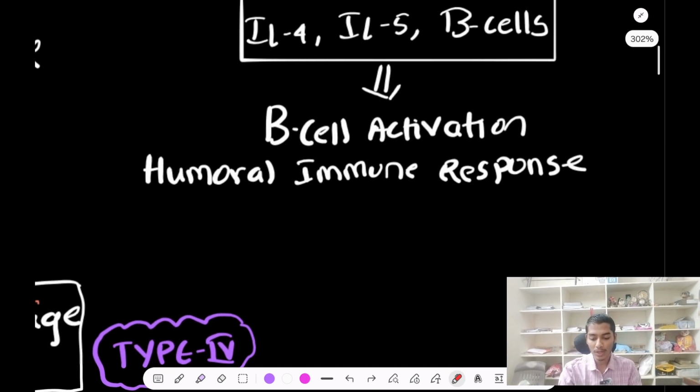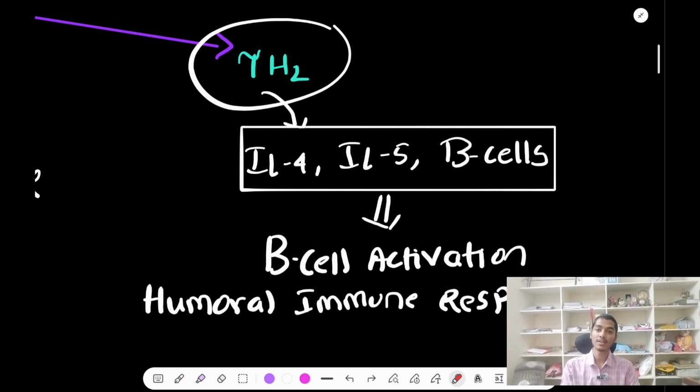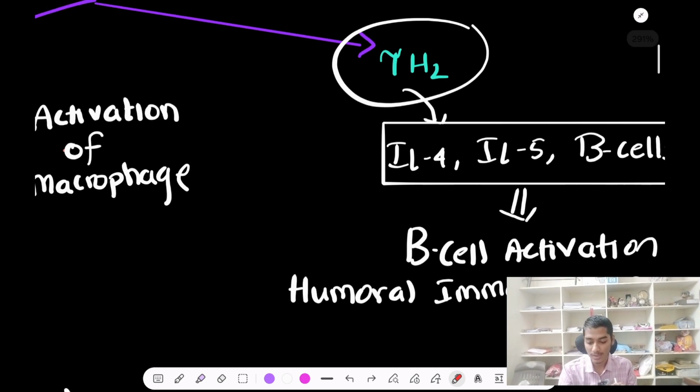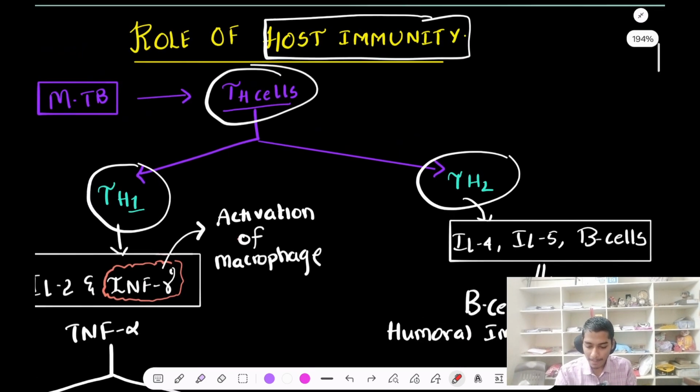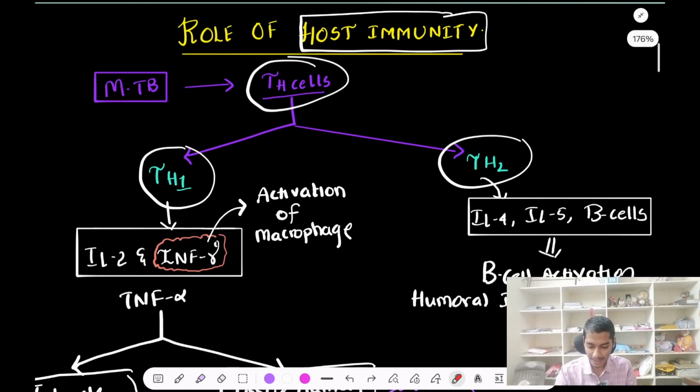And we have Th2 response, that is Th2 differentiated cell, it releases interleukin 4, 5 and B cells. So it is basically responsible for the humoral immunity, which has very little or no role in case of tuberculosis. Now let's discuss briefly the role of host immunity here.